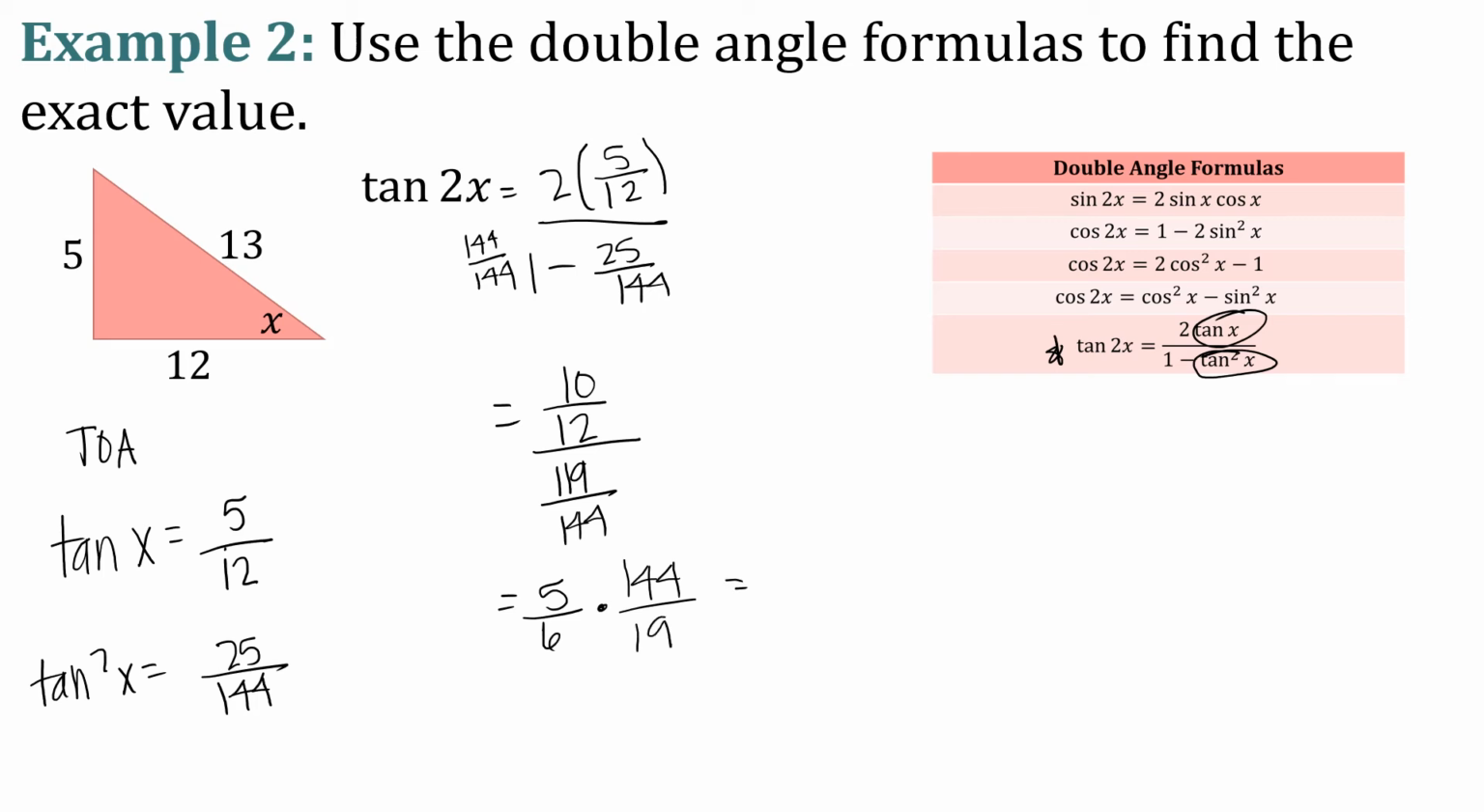And 5 times 144 is 720, and 6 times 119 is 714, and that can simplify to 120 over 119. So that is our exact value for tangent of 2x.